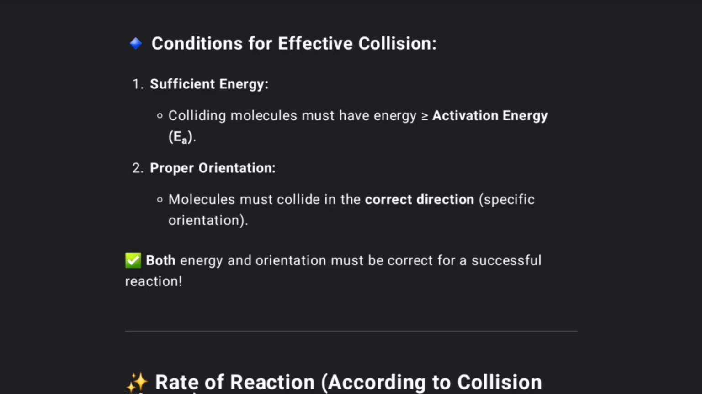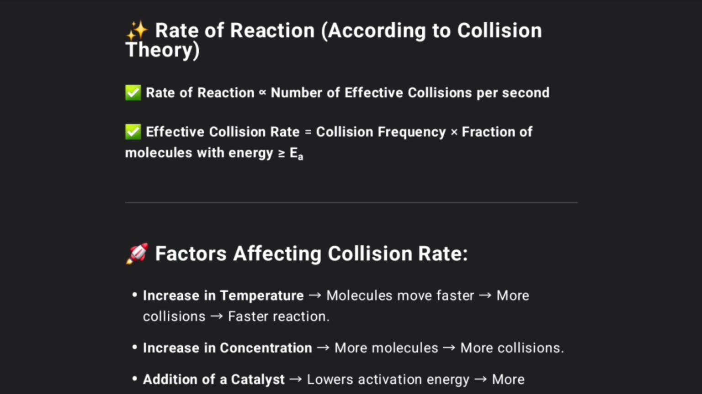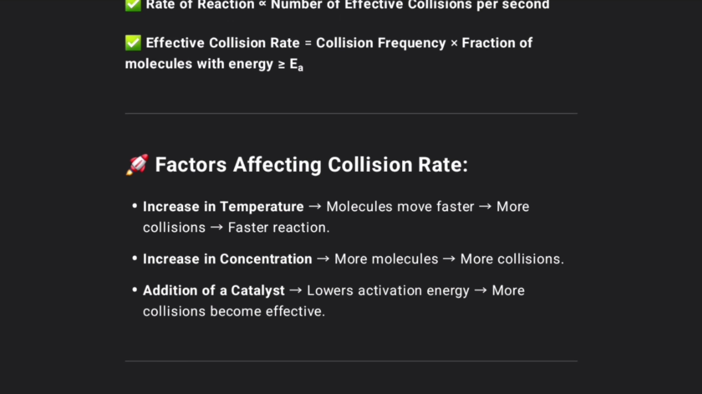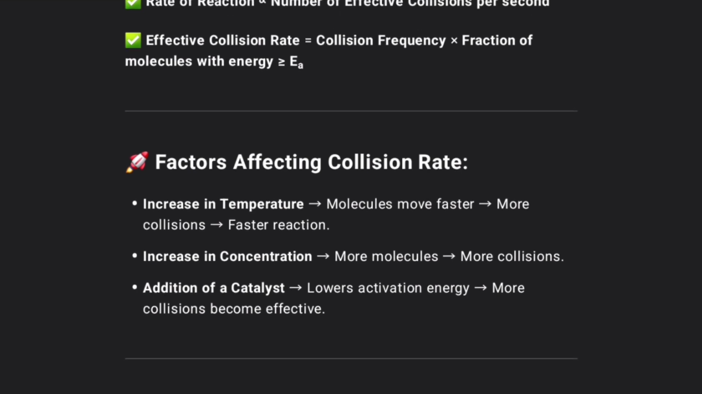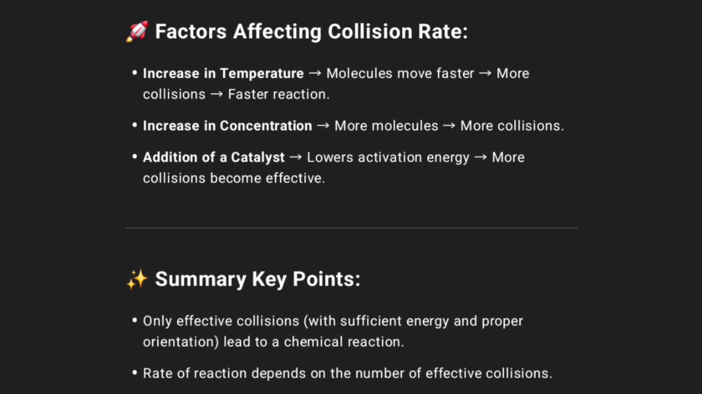Rate of reaction according to collision theory: rate of reaction equals the number of effective collisions per second. Effective collision rate equals collision frequency times the fraction of molecules with energy greater than or equal to Eₐ. Factors affecting collision rate: an increase in temperature makes molecules move faster, more collisions, faster reaction. An increase in concentration means more molecules, more collisions. Addition of a catalyst lowers activation energy, so more collisions become effective.